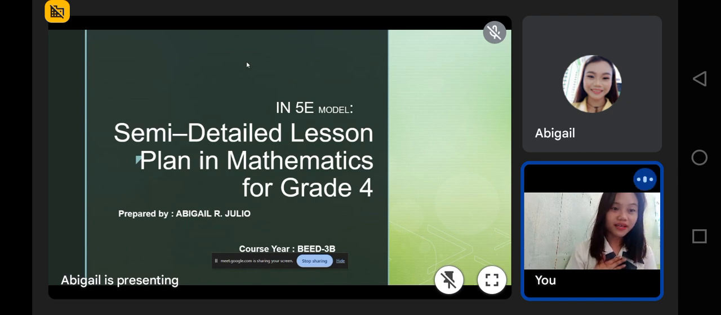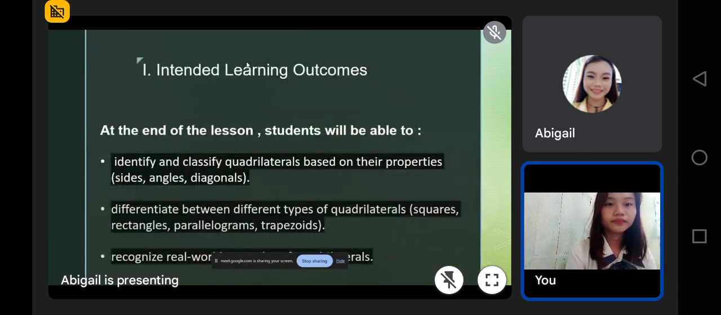I am Abigail R. Holyu from BEd 3B, and I am here to present my topic in a 5A model, which is the semi-detailed lesson plan in mathematics for grade 4. The first part is the intended learning outcomes.